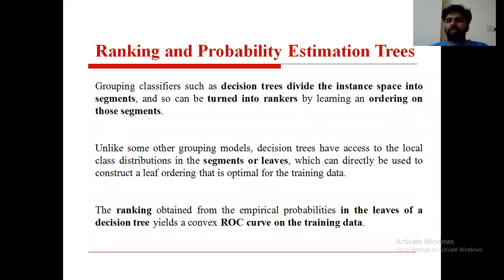Now, today's topic is ranking and probability estimation trees. This is also one of the important concepts regarding tree construction. Decision tree construction is easy. We can construct a decision tree in an easy manner, but how correctly we constructed the decision tree is important.